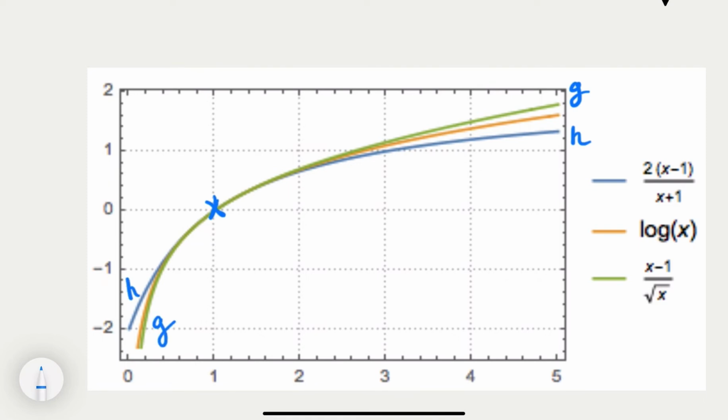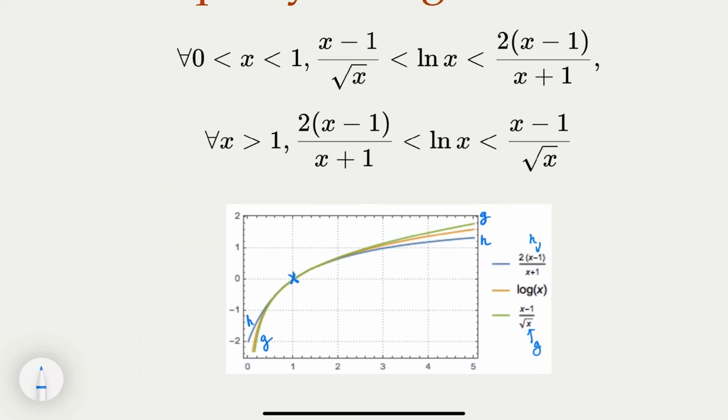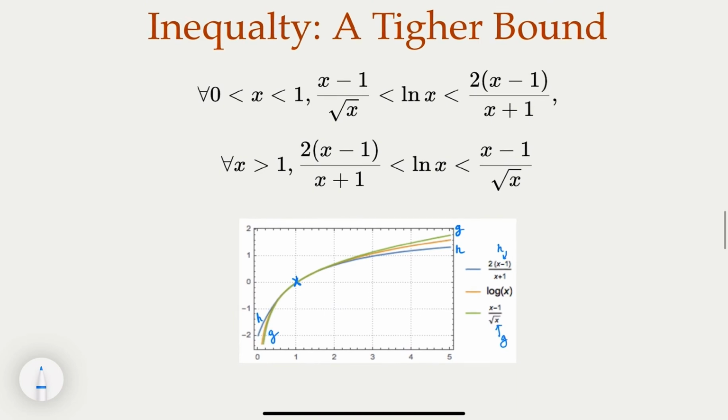And then, of course, this is function h here, right? This is function g here, right? So that's what we got. The tighter bound from the previous inequality.